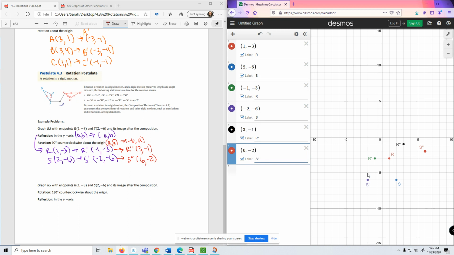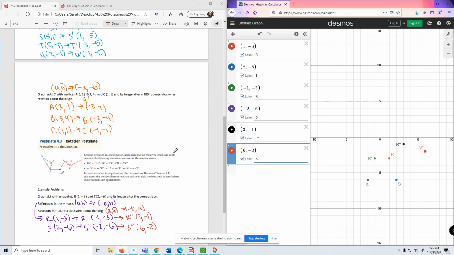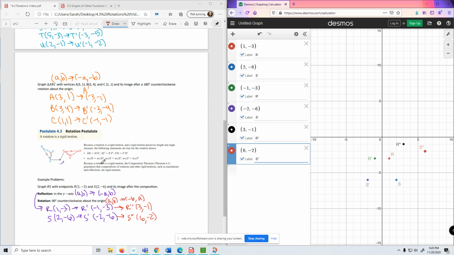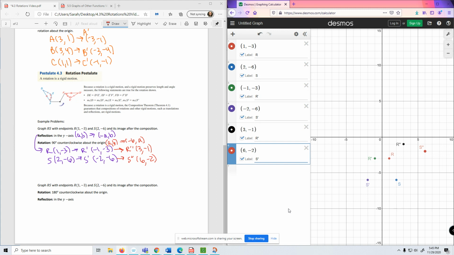So we started with RS in red and blue, reflected it in the y-axis to get R prime, S prime, and then rotated it 90 degrees counterclockwise about the origin to get R double prime, S double prime. Ninety degrees counterclockwise would be going this direction, as we can see here. All right, let's try one more.